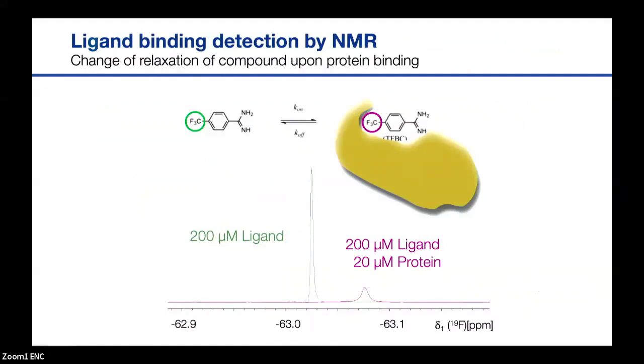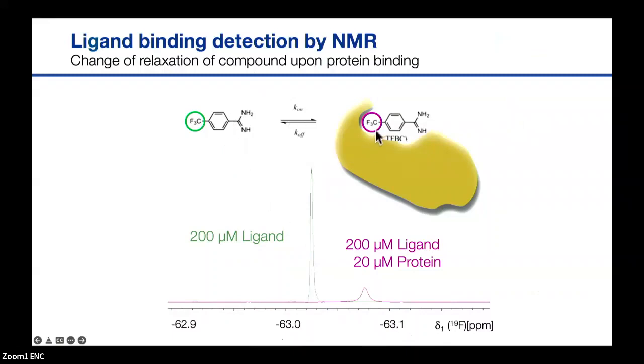Now, I need to give you the very first principle because it's going to be important later on how we detect ligand binding. Probably most of you know this. Let's look at this ligand. It's a ligand which contains a fluorine group, which we're going to see now in the fluorinated spectrum. If the ligand is free, it's tumbling very quickly, very fast in solution. We get a sharp line.